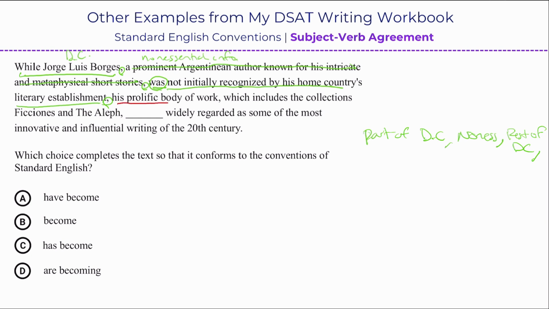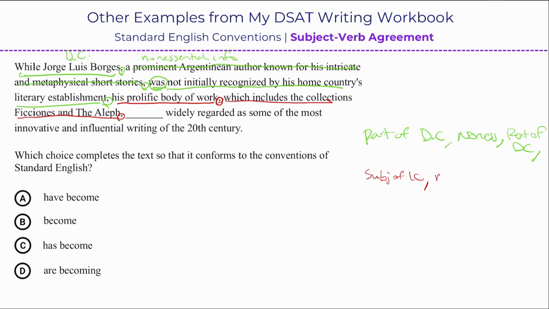Then now I have a comma again. Now I have non-essential information, right? This non-essential which clause, which includes the collections F and the ELF. And I know it ends right here, right? So again, now I have non-essential information as well. And then I have a comma. Now I have the verb and the rest of the independent clause, the IC.